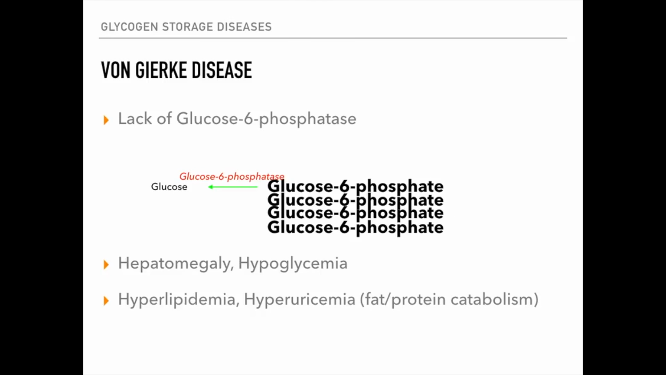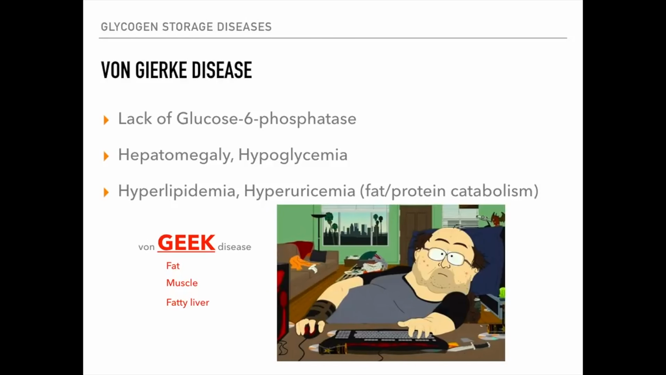So how do we remember all this stuff? Well, instead of von Gierke disease, I want you to think von Geek disease. And here's a fat geek at his computer, again, a character taken from South Park, and he is fat, he has no muscle, and he has fatty liver because he's so overweight and does not take good care of himself.